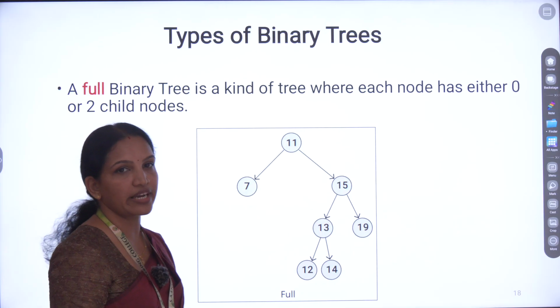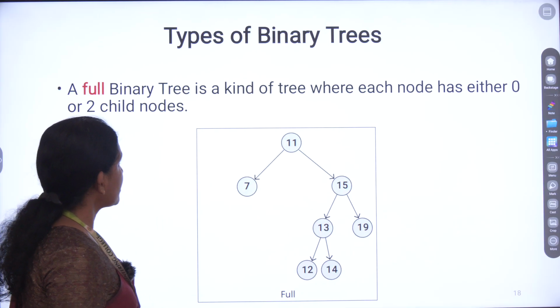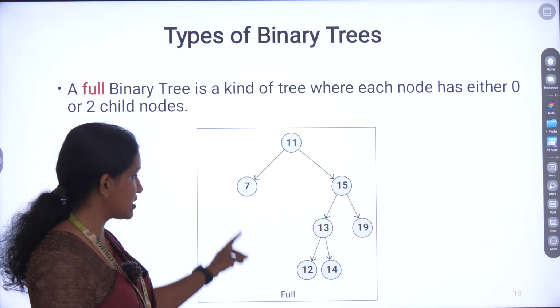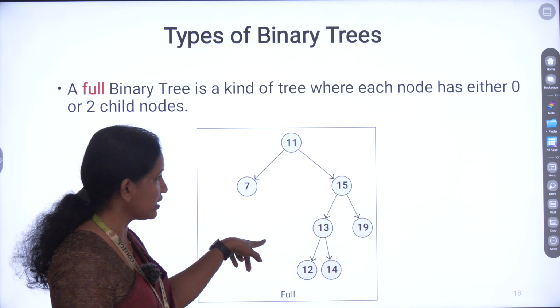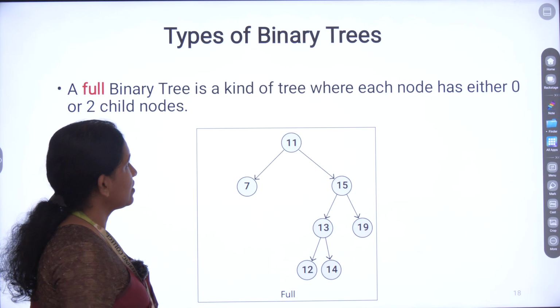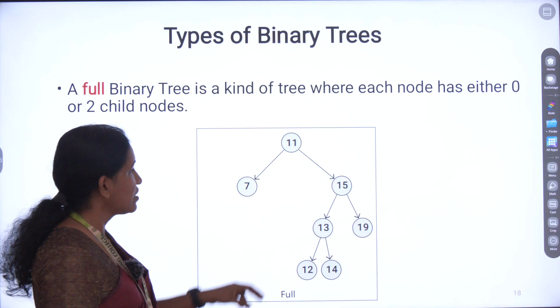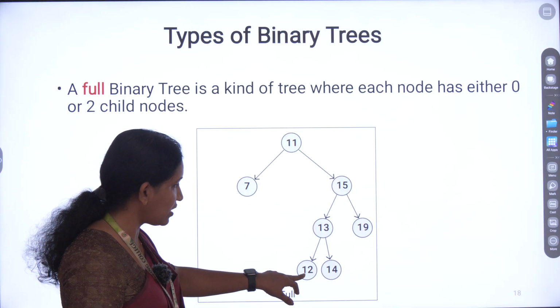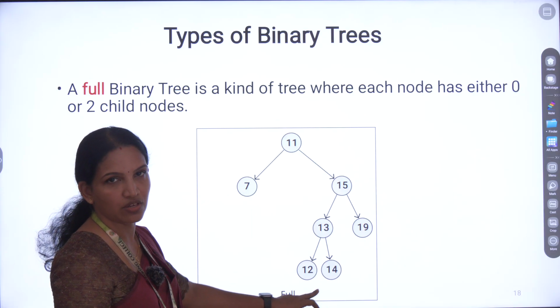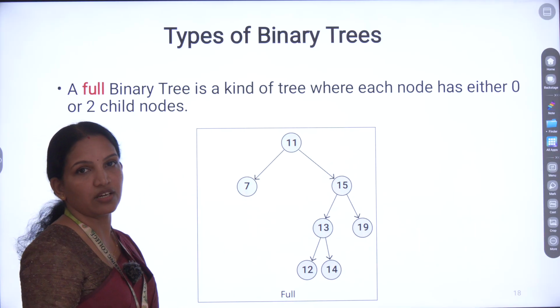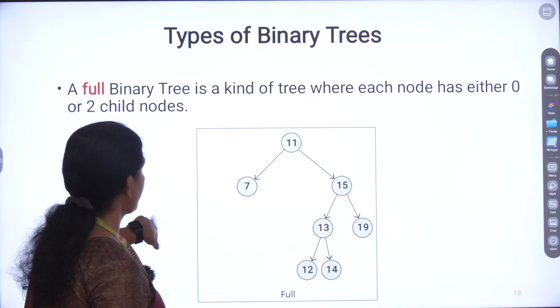Next is called full binary tree. The full binary tree is a kind of tree where each node has either 0 or 2 children. So this is the example. If you take any node, it will have either 0 child or 2 child nodes. So 15, if you are taking, it is having 2 child nodes. If you are taking 12, it is having 0 child nodes. So every node should satisfy this condition, then it will be known as a full binary tree.